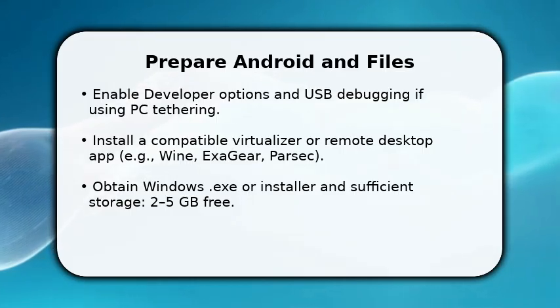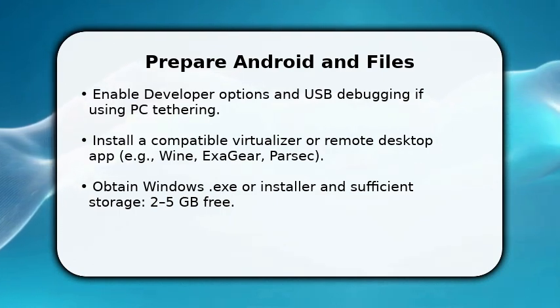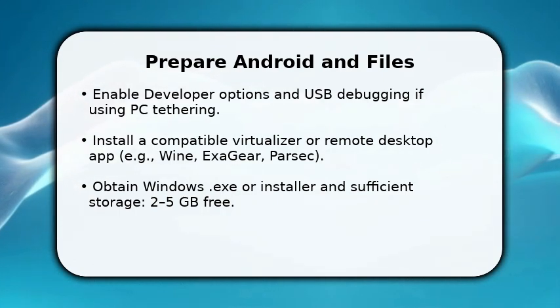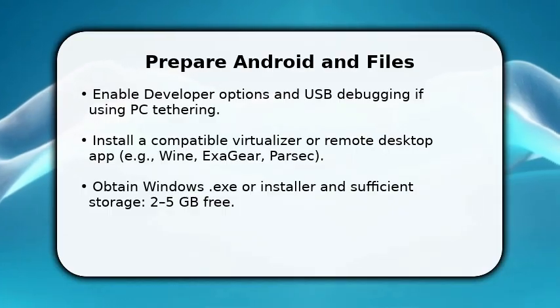Once done, copy the Windows installer to internal storage and check you have at least 25 GB free. This prevents mid-install failures and keeps performance stable.